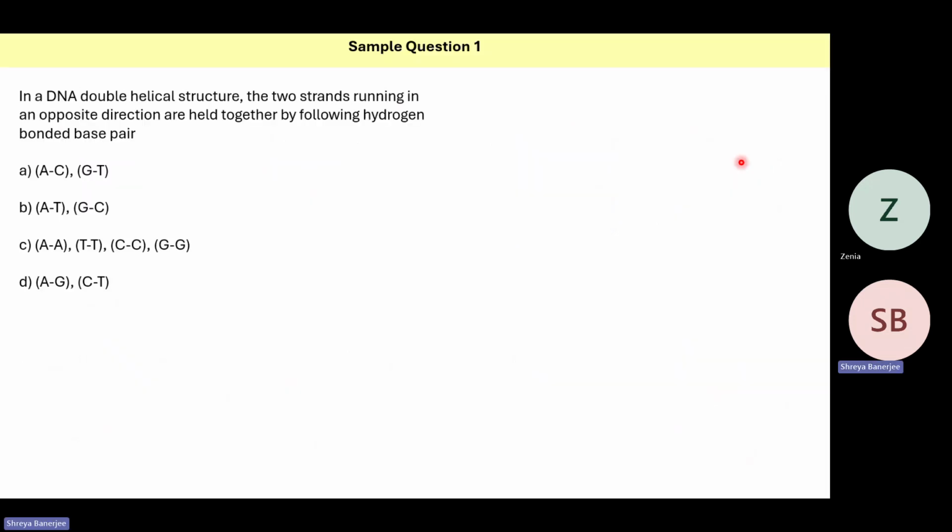The first question is asking, in a DNA double helical structure, the two strands are running in opposite directions held together by the following hydrogen bonded base pair.